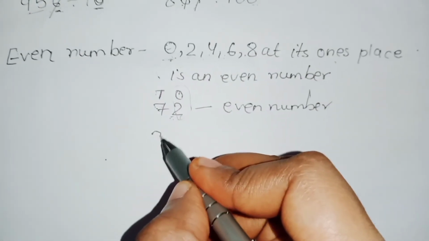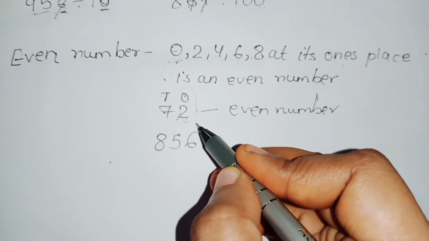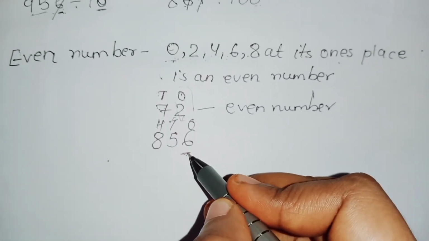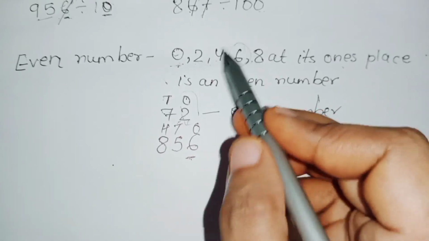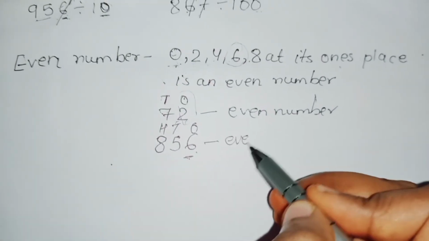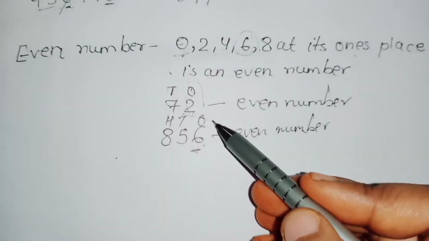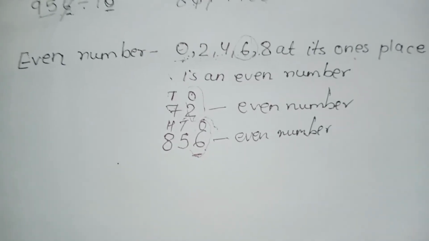Another example I am giving you is 856. So let's see the ones, tens, hundreds. In the ones place you can see 6, and 6 is there. So that means this is an even number. This is also an even number. When you see 0, 2, 4, 6, 8 at the ones place, that means they are even numbers.